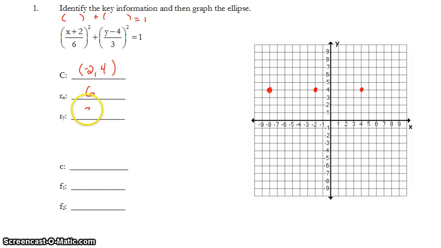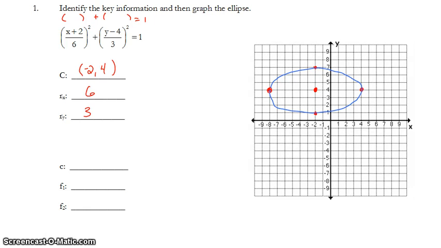And the y radius is 3. So again, from my center, up 3, down 3. Once I have those 3, I have enough to graph my ellipse. Make sure, once again, it's a curve and it looks something like an ellipse. It doesn't have to be perfect.